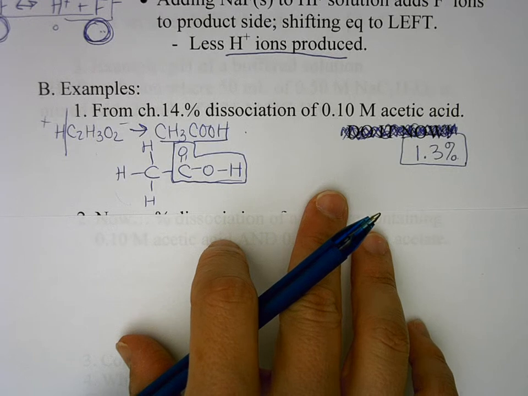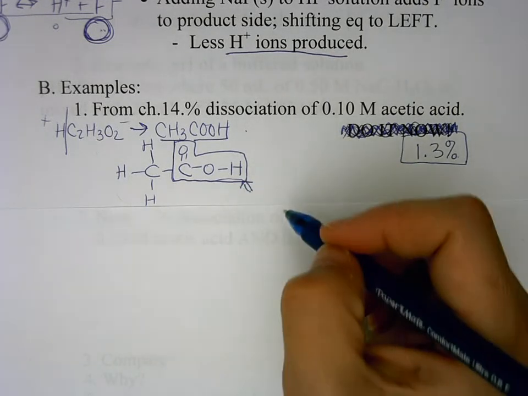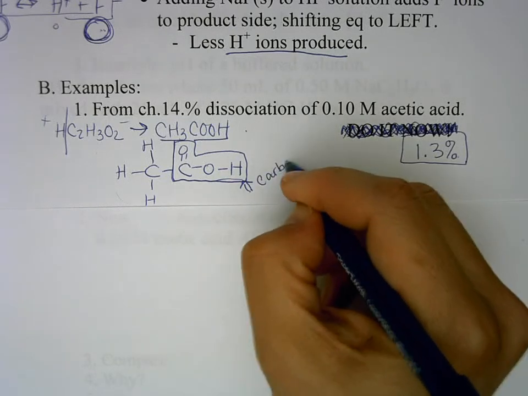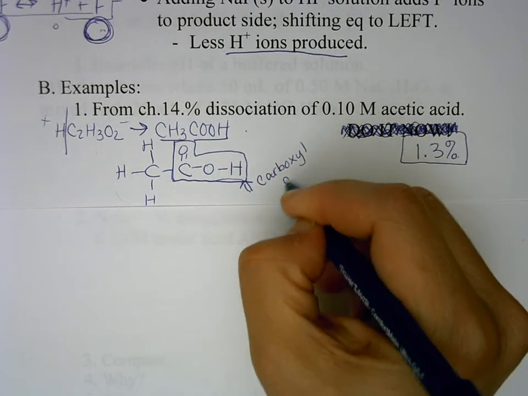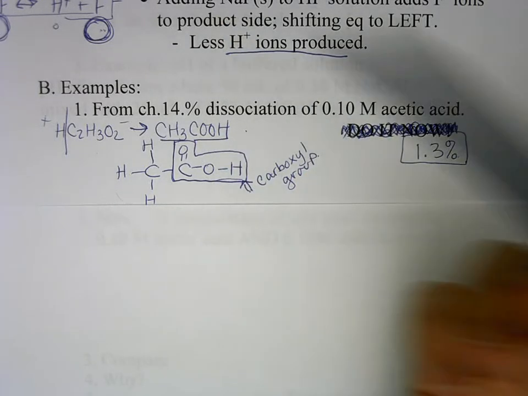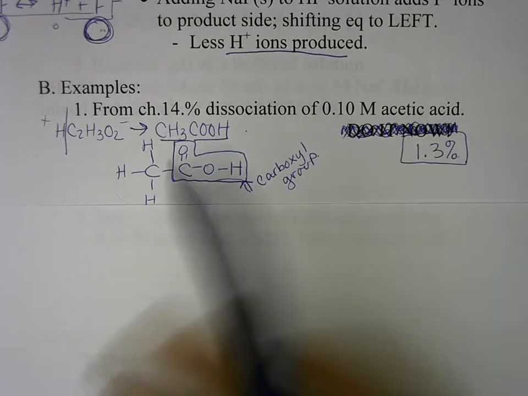Who's in AP Bio? Anybody? Do you know what this is? This is a carboxyl group, which makes acetic acid a carboxylic acid. We're going to talk about that more when we get to organic chemistry, but since I'm talking about it now, there you go.